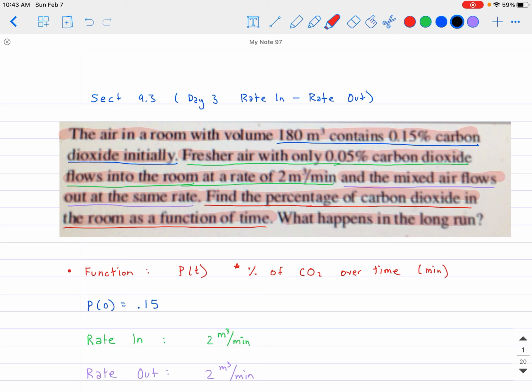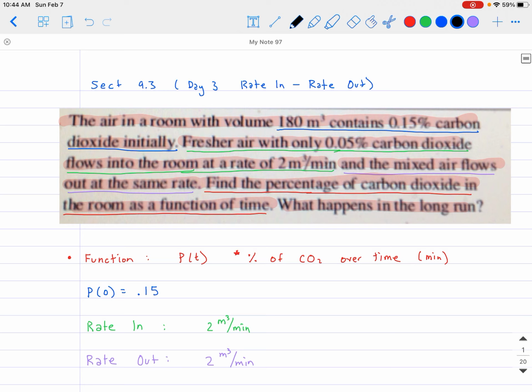Okay, so there is some information that I need to get from here that will allow me to come up with this differential equation and hopefully then be able to solve for it. The first part is that we're going to have to solve for a function that deals with percentage. So I'm going to call that P of t, and that is going to represent the percentage of the CO2 that's in the room over time. And the time is in terms of minutes. That's from the last sentence before the question.